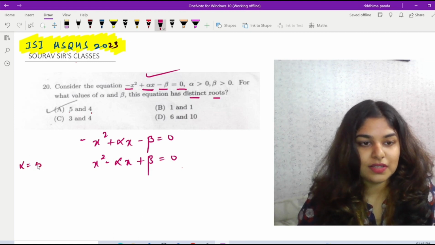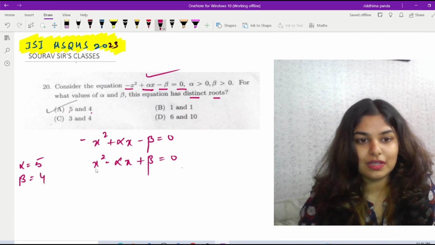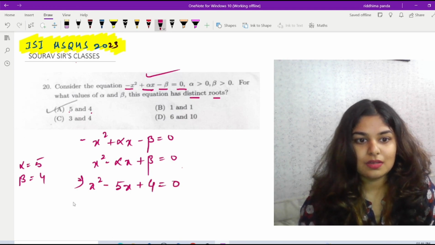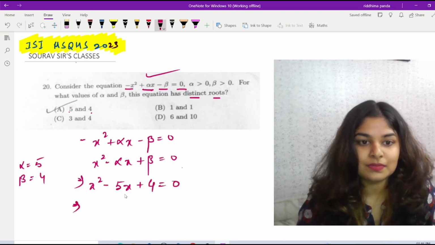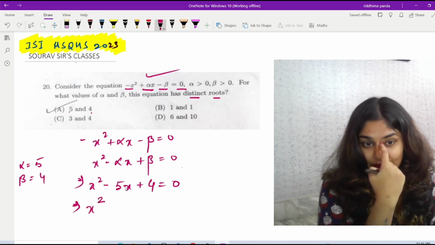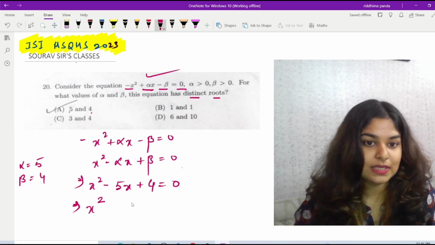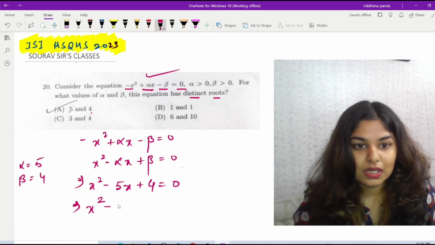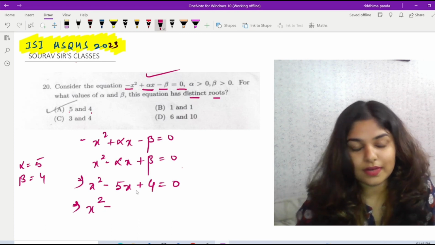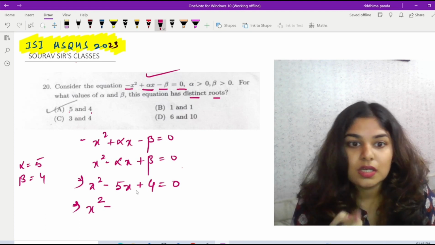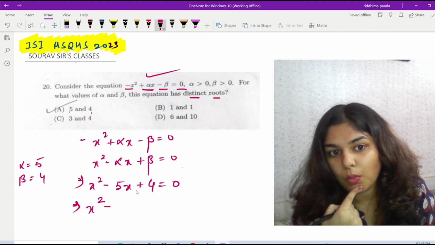If I put alpha is equal to 5 and beta is equal to 4, then the equation is x square minus 5x plus 4 is equal to 0. So let us take the help of middle term factorization. So here x square, this is 5x, and we need the factors of 4. 2 and 2 is not right, so basically 4 and 1 we can use.